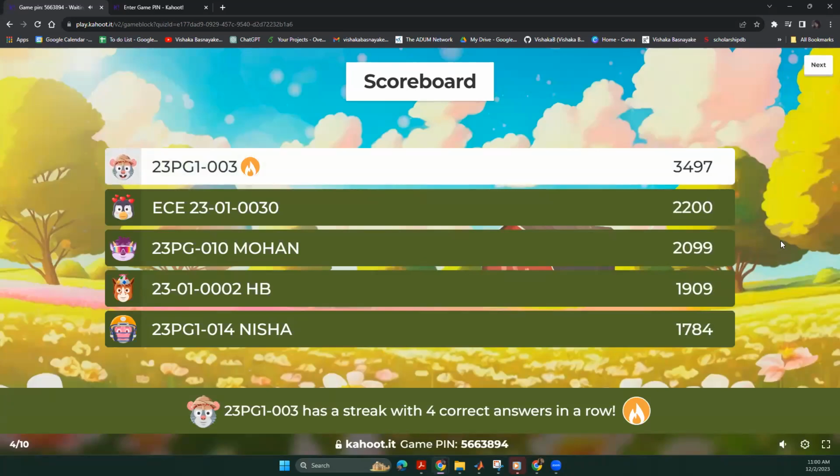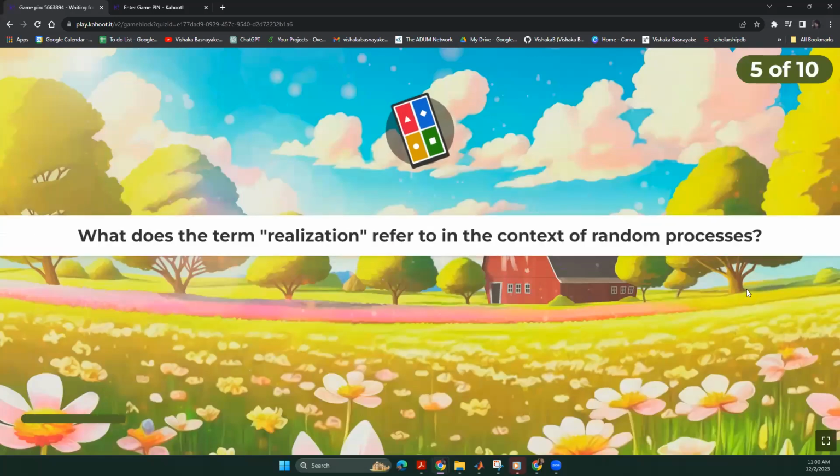Okay, so yes, 23 PG1003 still in the lead. So we will see how it goes.